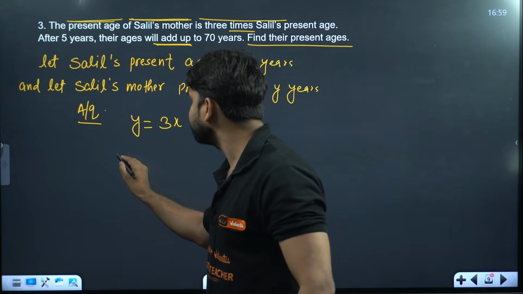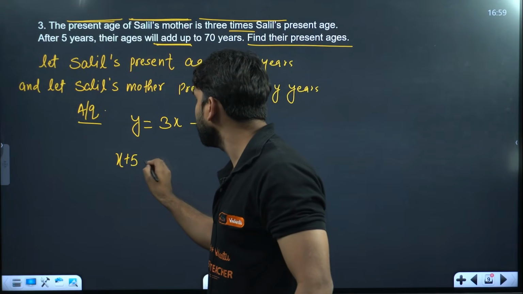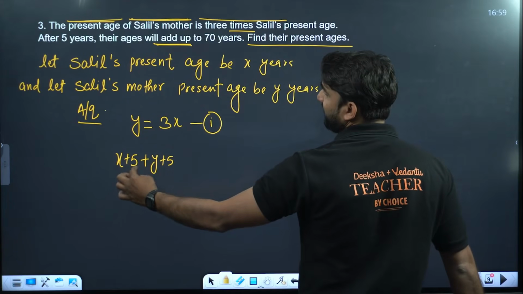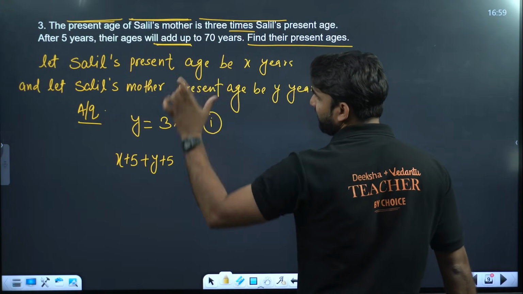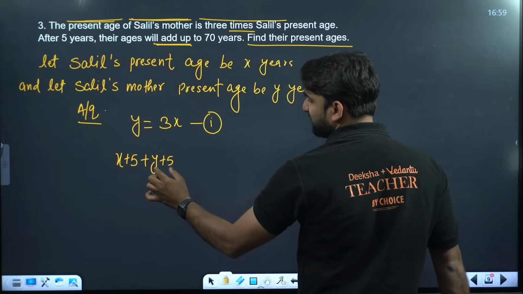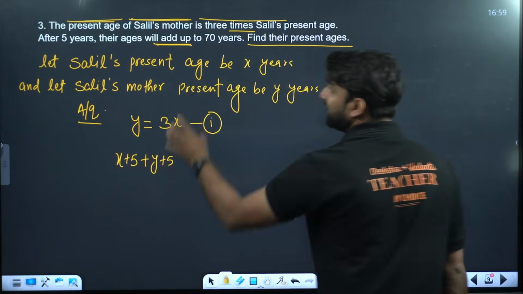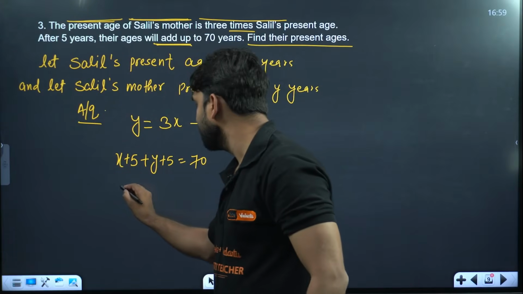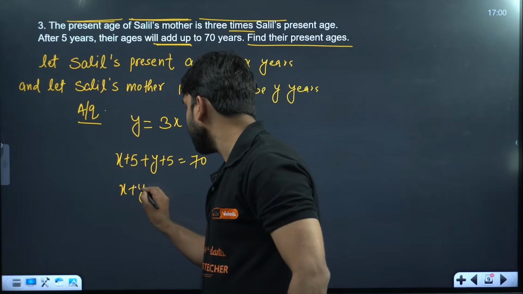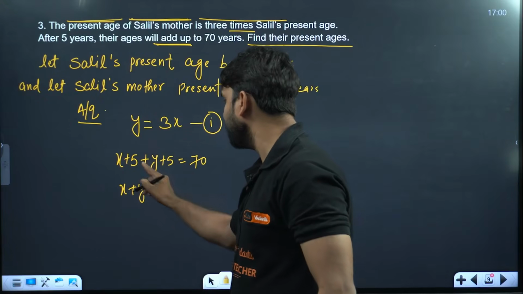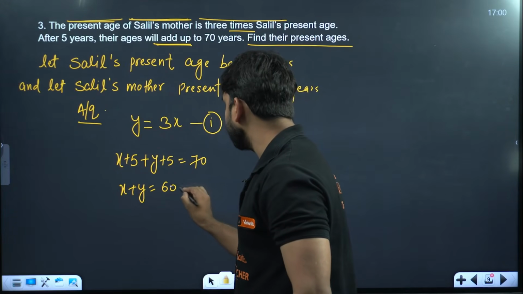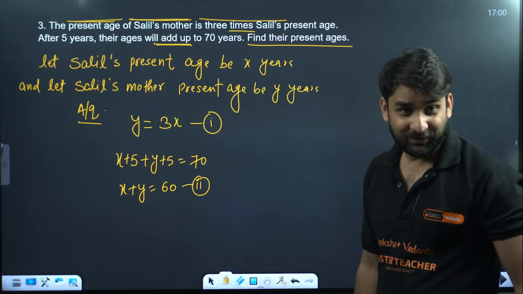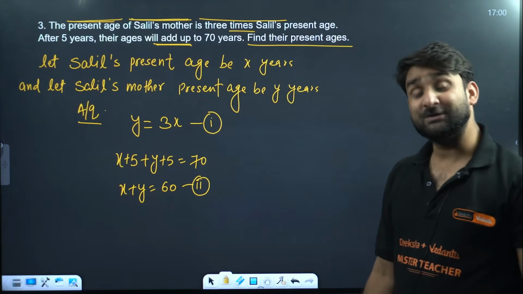So after 5 years, x plus 5 will be the age of Salil, and y plus 5 will be the age of his mother, and if we add both, the sum is equal to 70. Now please solve this. So x plus y plus 10, and this 10 will go there, so we have 60. This is the second equation. Now my dear champion, you have the first equation y is equal to 3x, and the second equation x plus y is equal to 60.